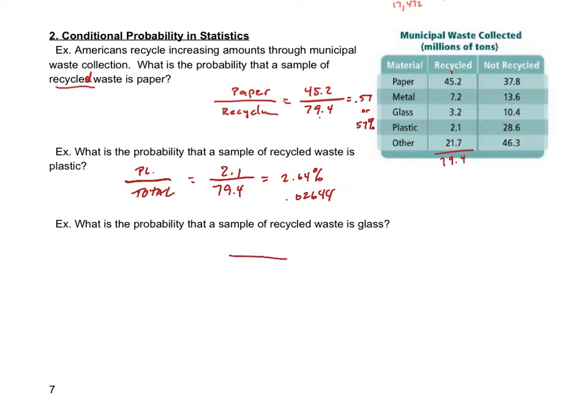And what is the probability that the recycled waste is glass? Again, the total is 79.4. We had 3.2 tons of glass, which is approximately 0.0403 or approximately 4.03%.